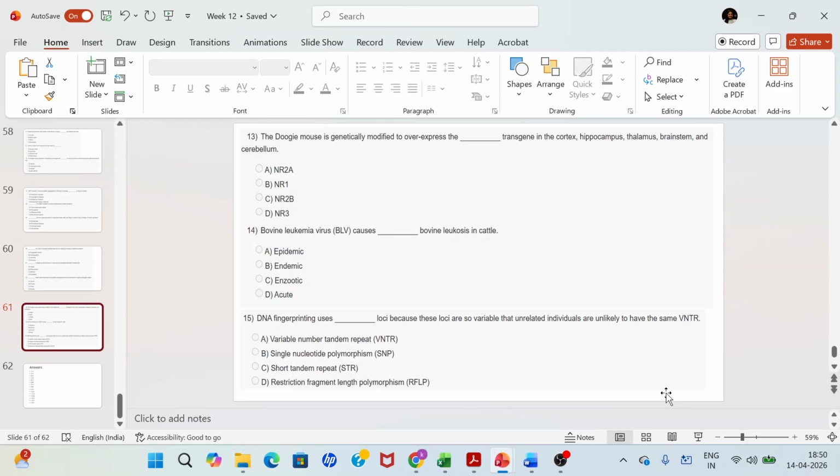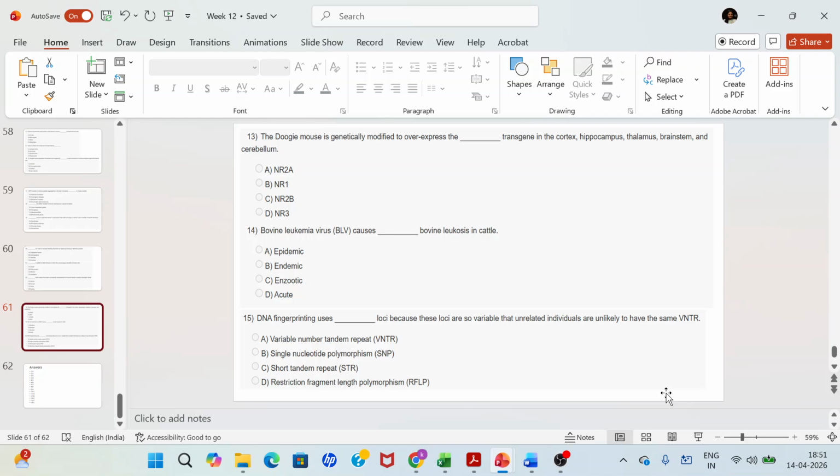So answer to question number 13 is NR2B. It is NR2B. Next question is: bovine leukemia virus causes dash bovine leukosis in cattle. So answer to question number 14 is enzootic. Enzootic.